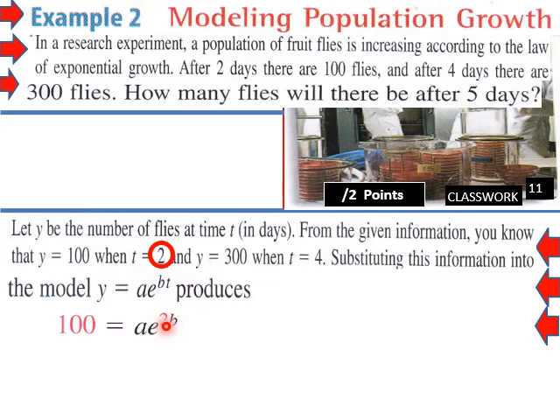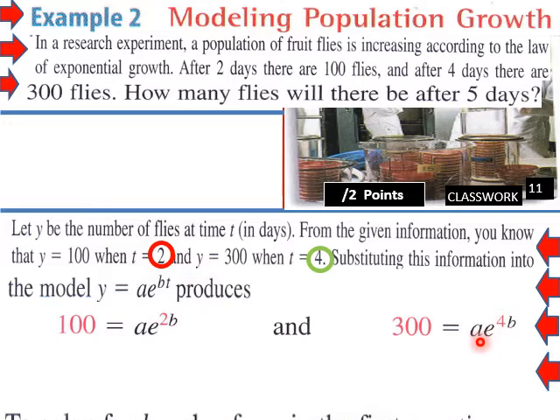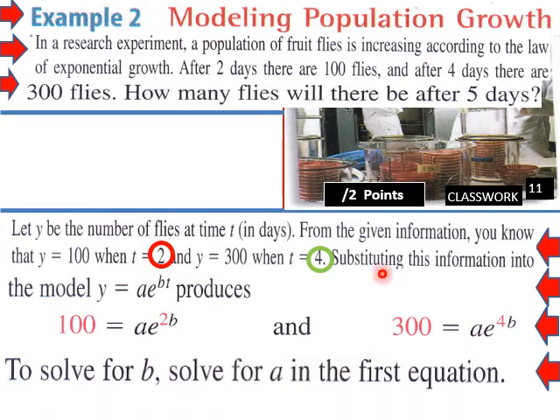So it would be 2b here. We just moved our t over here, 2 days for that. And we got 300 flies after 4 days, ae to the 4b. So now we have 2 points on our exponential function. To solve for b, we need to solve for a in the first.